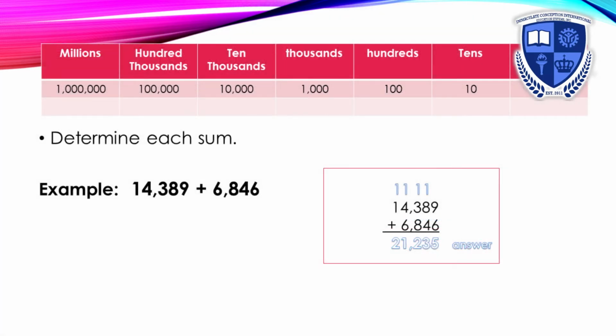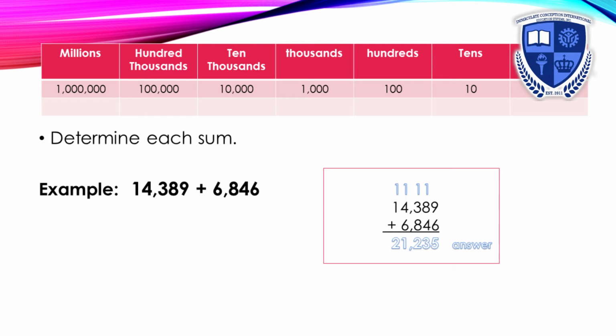Another example. Here we have 14,389 plus 6,846. So, let's write it in a vertical form. Notice all of the place values are lined up vertically. Let's go ahead and start and find the sum of each column, starting in the ones. 9 plus 6 will be 15. So we will write down the 5 in the ones column and carry a 1 to the tens column.